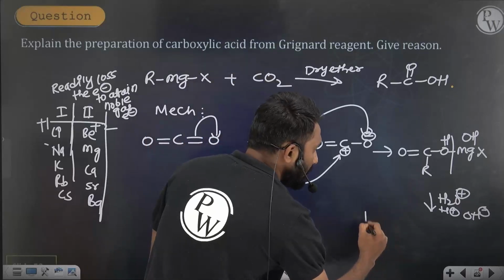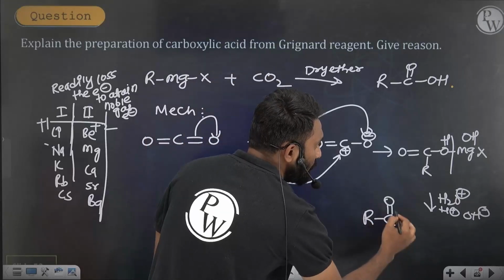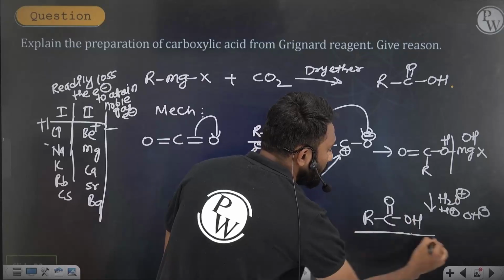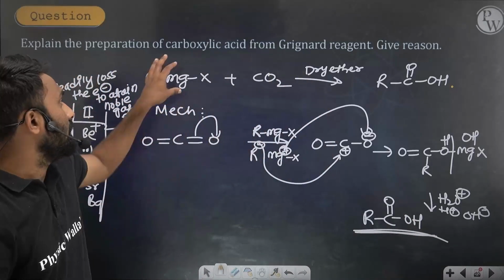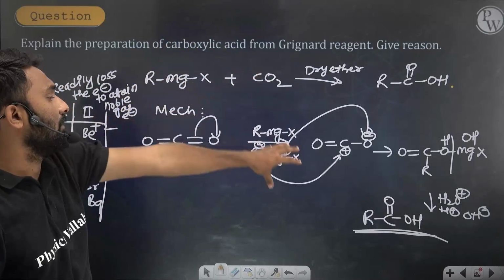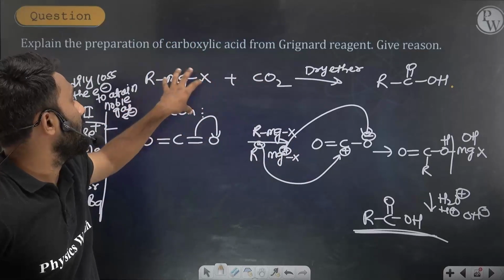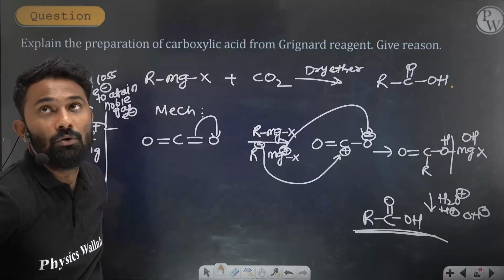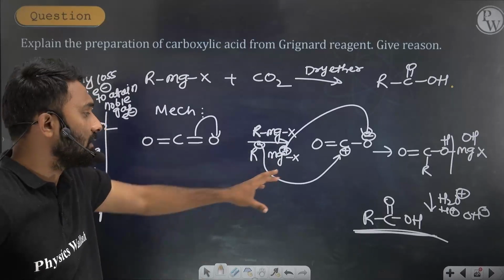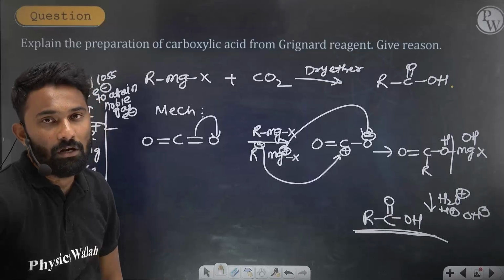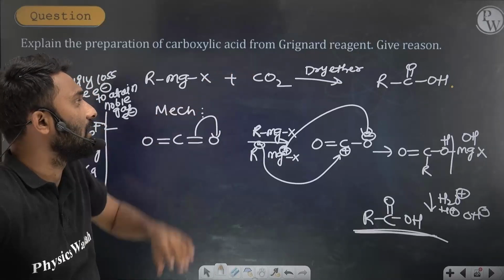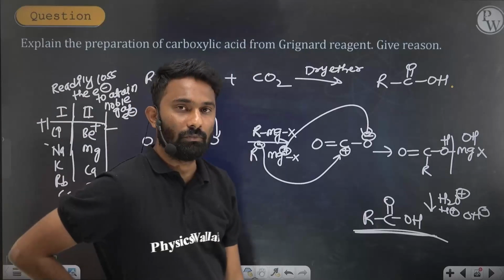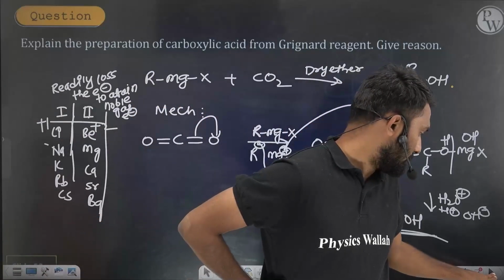Clear? Now what do we get? C double bond OH. By this, carboxylic acid has been derived. Carboxylic acid has been prepared from the Grignard reagent with CO2. Sorry, we can prepare the carboxylic acid by taking the CO2. Clear? Next.